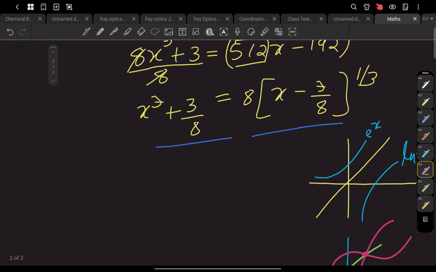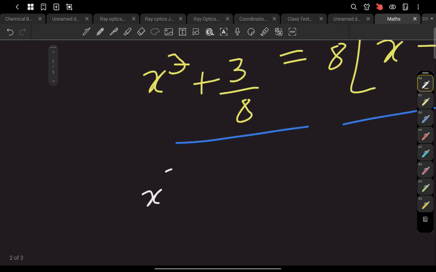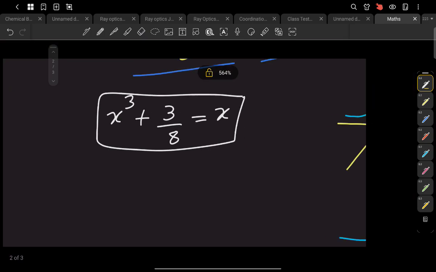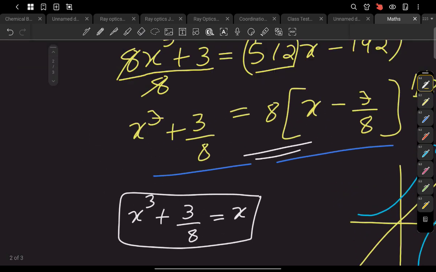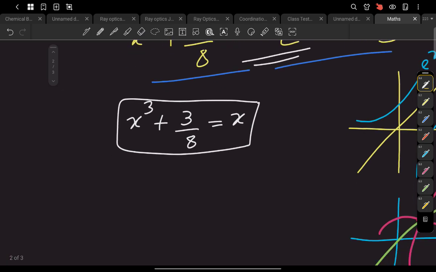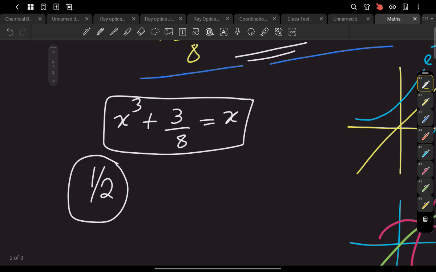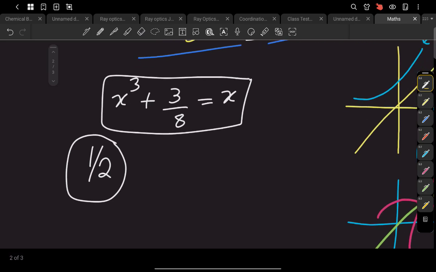So we will apply the same concept over here, and we will get x to the power 3 plus 3 by 8 equals x as an equation, and solutions of this equation are going to be the solutions of this upper equation. So by hit and trial we can say that 1 by 2 is one of the roots of the following equation. Generally integers like 1, 2, minus 1, minus 2 are the roots of the equation, but sometimes fractions or cube roots or square roots or further roots can also be roots of the equation. It depends on our luck.